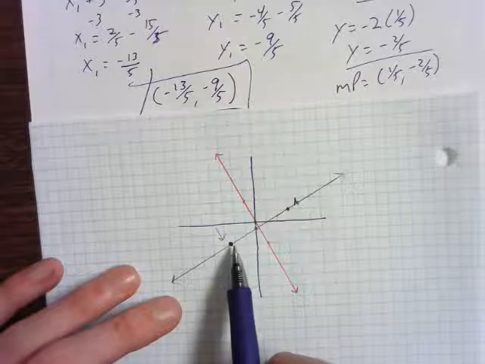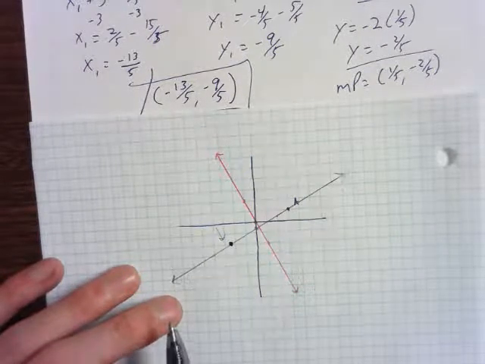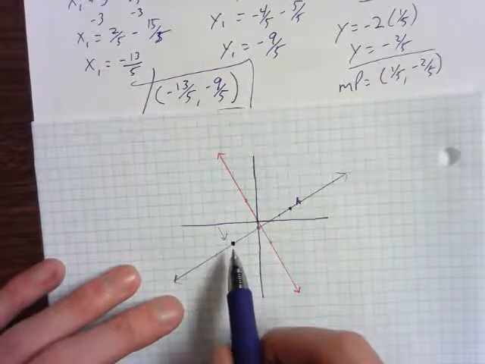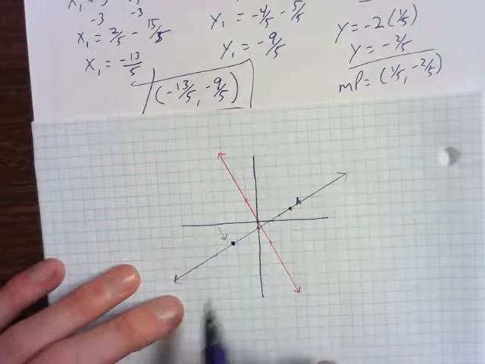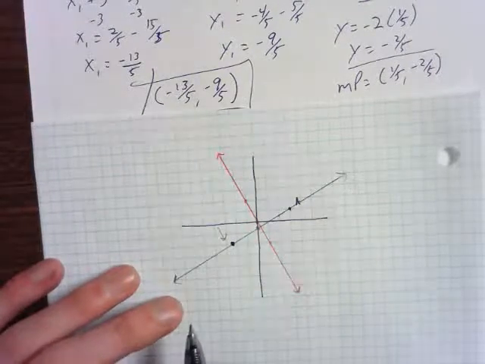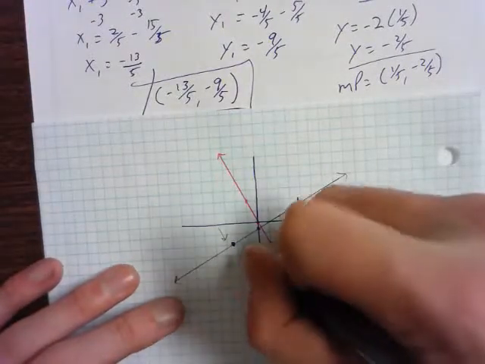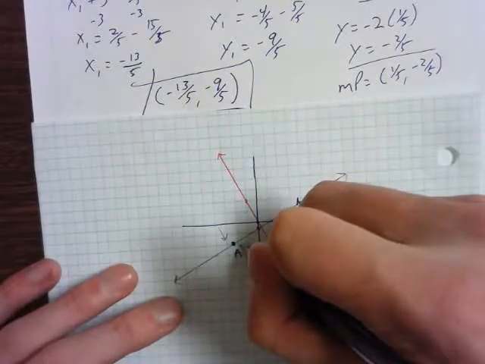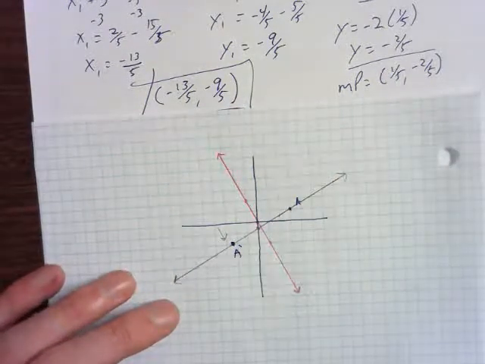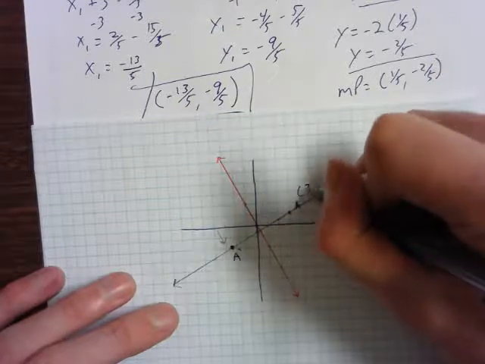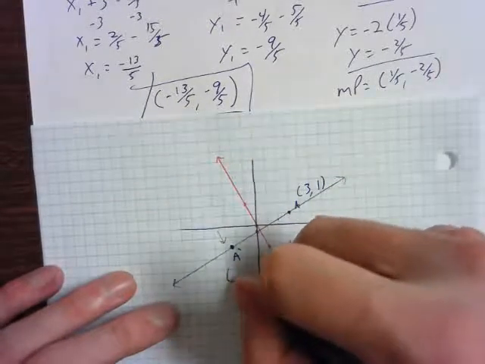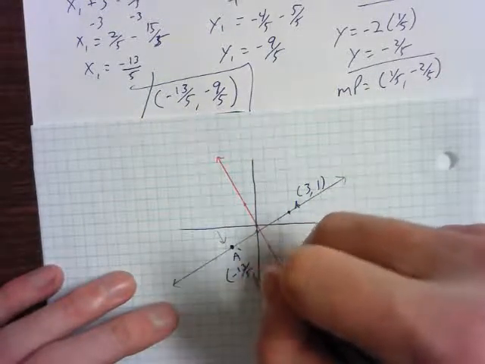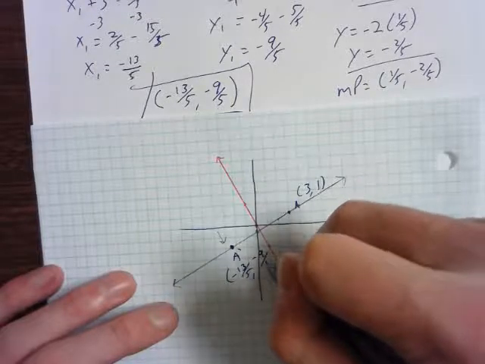And it's a little shorter than my arrow's pointing to, but it's pretty darn close, and it is right on that perpendicular line. So I can write that this is A prime. Remember, this was 3, 1, and this is going to be negative 13/5, comma, negative 9/5.